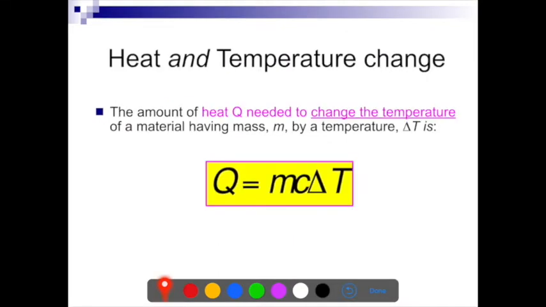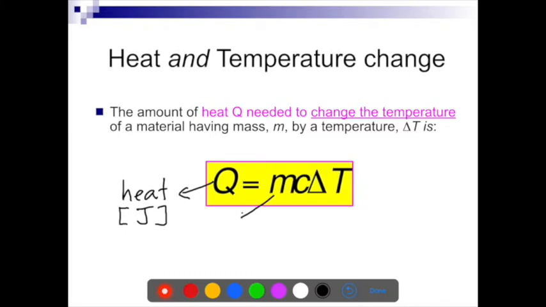Okay, so when heat is transferred from a hot object to a cold object, temperature will change. And the amount of heat needed to change the temperature of a material having a mass m by a temperature delta T is given by this equation. Here, Q is the amount of heat transferred from the hot object to the cold object. Okay, and this heat Q is measured in joules.